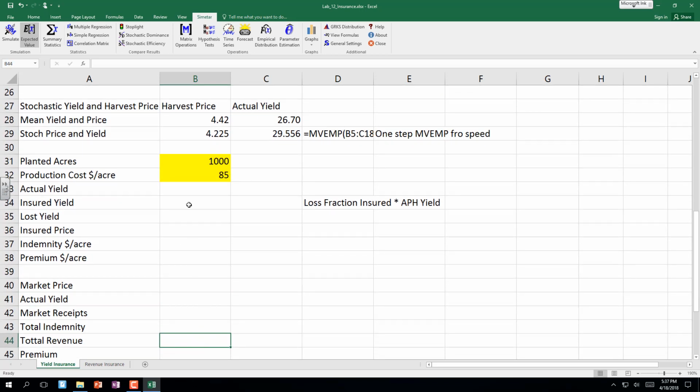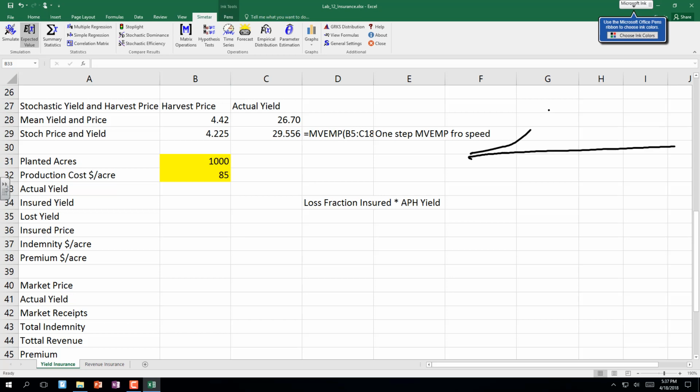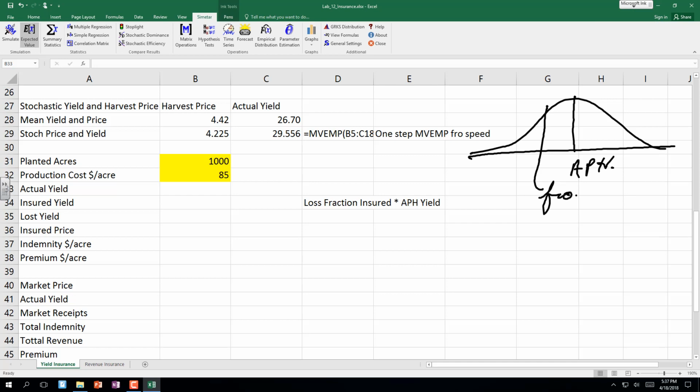Now, what we're trying to do, remember, is this. We've got a probability distribution that looks like that, and the APH is this value here, and we're going to be insuring a fraction of the APH, like that. And so we've got to have actual yields, and we're going to draw actual yields, and they're going to be all over the place like this. We could even have some high ones. And we're going to pay insurance from, say, this level up to that level, if that's our actual yield.